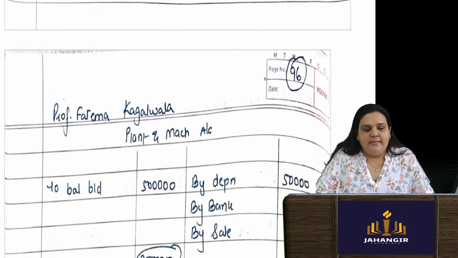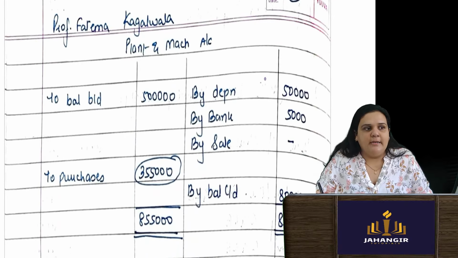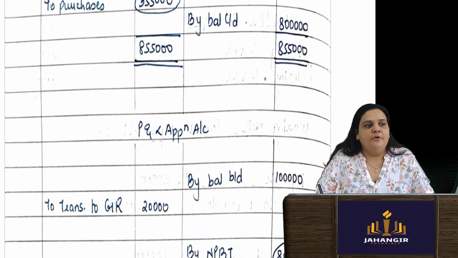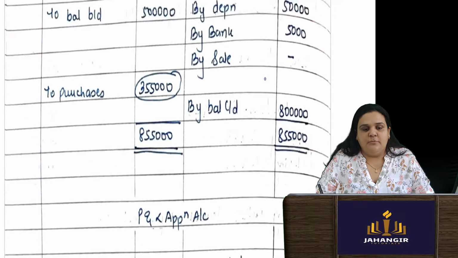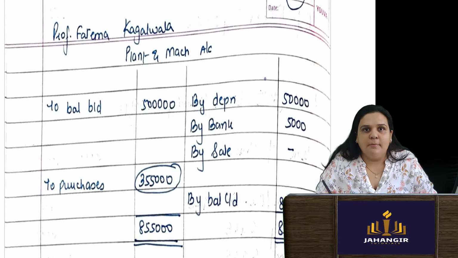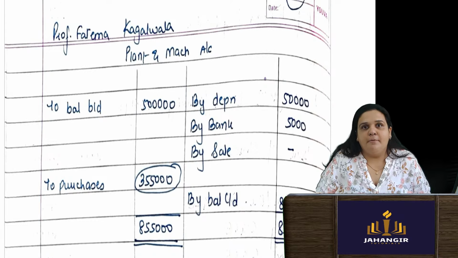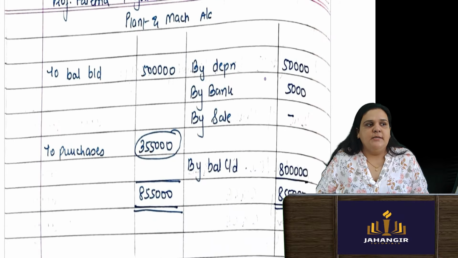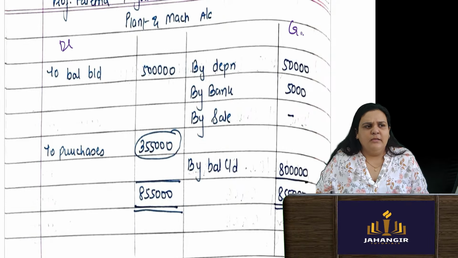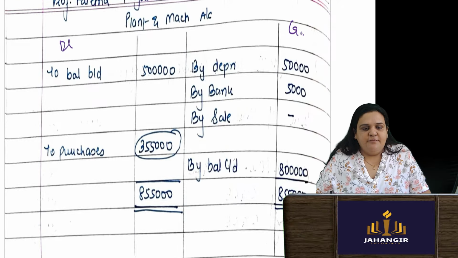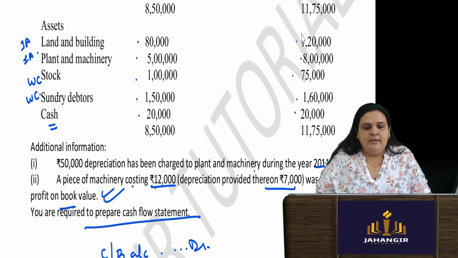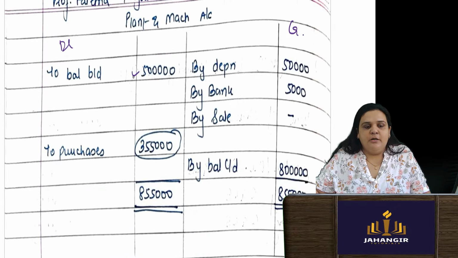I will make the ledgers. Simple, I will make plant and machinery ledger and I am going to make my P&L appropriation ledger. Why? Because if I will not make P&L appropriation, I will not be able to find my profit amount. Plant and machinery, debit side, credit side. Rest all is very easy. So in case of plant and machinery, opening will be 5 lakhs, closing will be 8 lakhs. So to balance brought down opening, by balance carried forward closing.